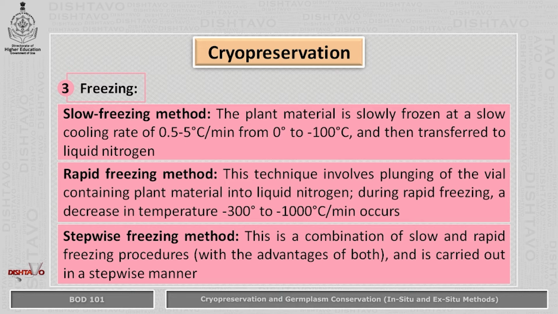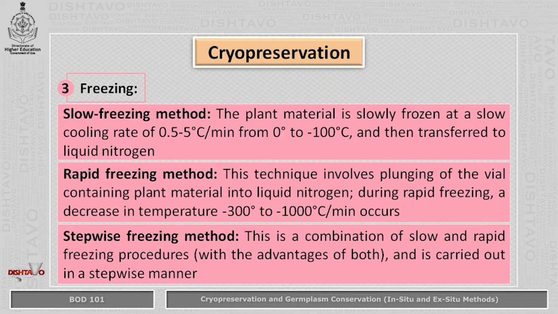Rapid freezing method. This technique involves plunging the vial containing plant material into liquid nitrogen. During rapid freezing, a decrease in temperature of -300 to -1000 degrees centigrade per minute occurs. The freezing process is carried out so quickly that only small ice crystals are formed within the cells. Further, the growth of intracellular ice crystals is also minimal. The rapid freezing technique is used for the cryopreservation of shoot tips and somatic embryos.